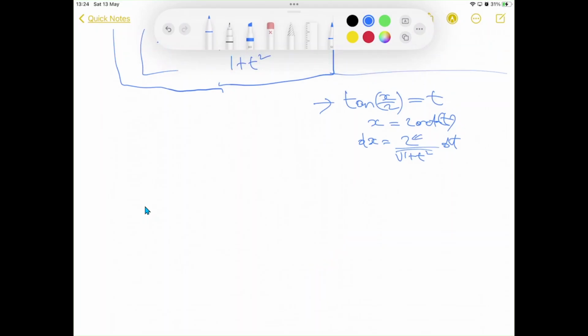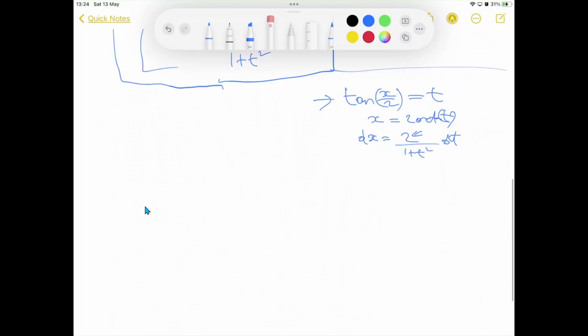So the reason I have a 2 here. Wait a minute, I don't need this square root. That's a mistake by me. Sorry. The reason I have this 2 there is because I had a 2 on the outside. So the 2 there went there. It's a constant multiple, remember?